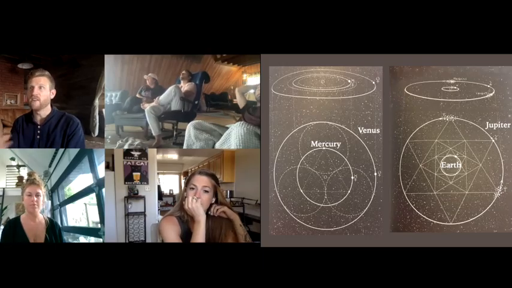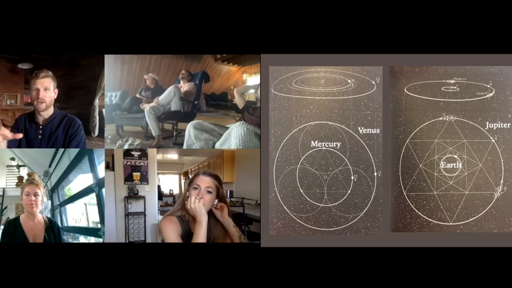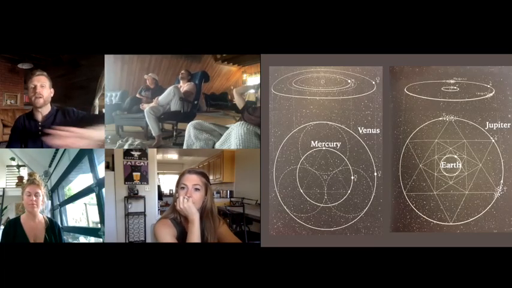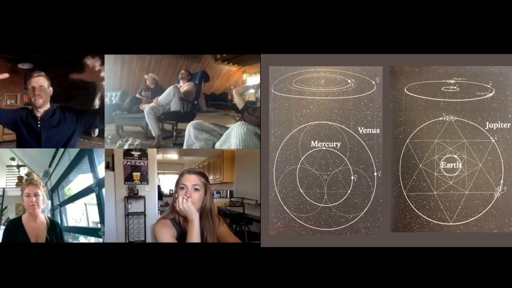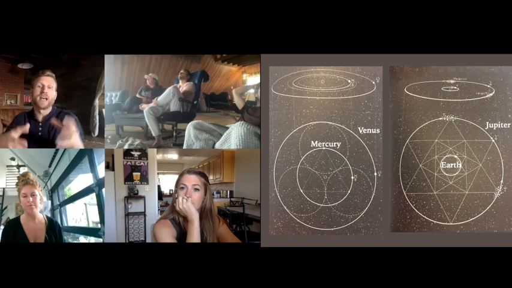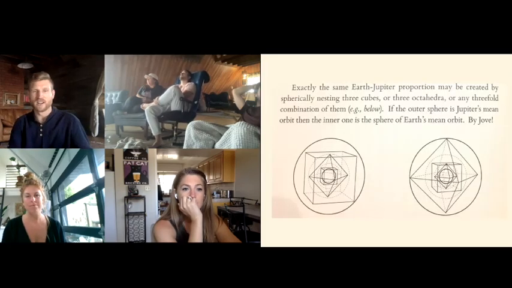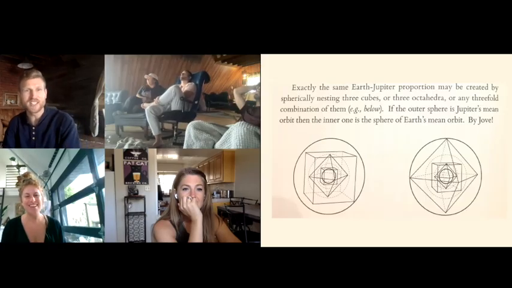So again, this very beautiful harmonic relationship between the orbit of Earth and the orbit of Jupiter. And so this again is a 2D representation of the three-dimensional nested spheres, nested platonic solids that define these relationships. Let's see if we can get a better look at it. Oh, here's our spheres and cubes and octahedrons again.